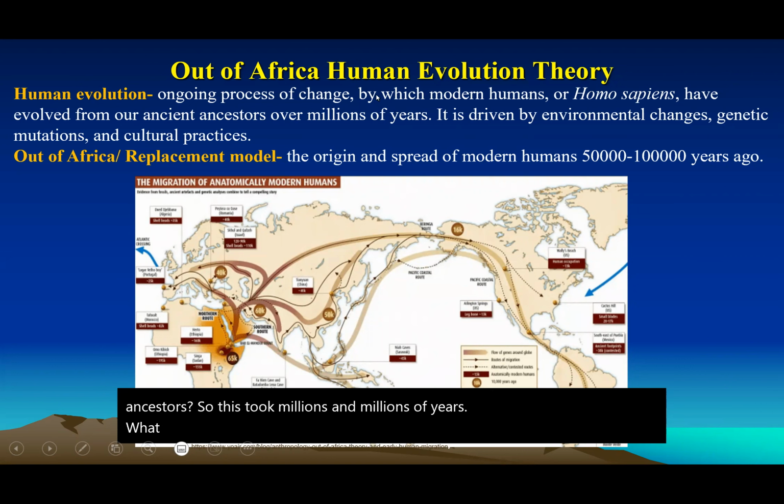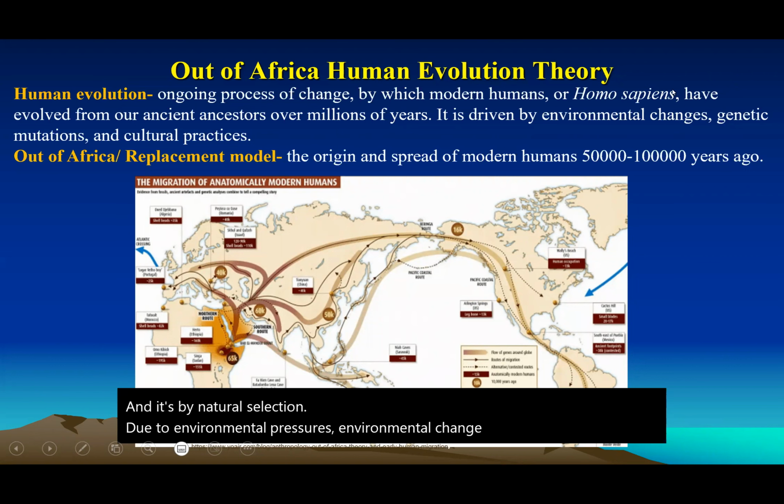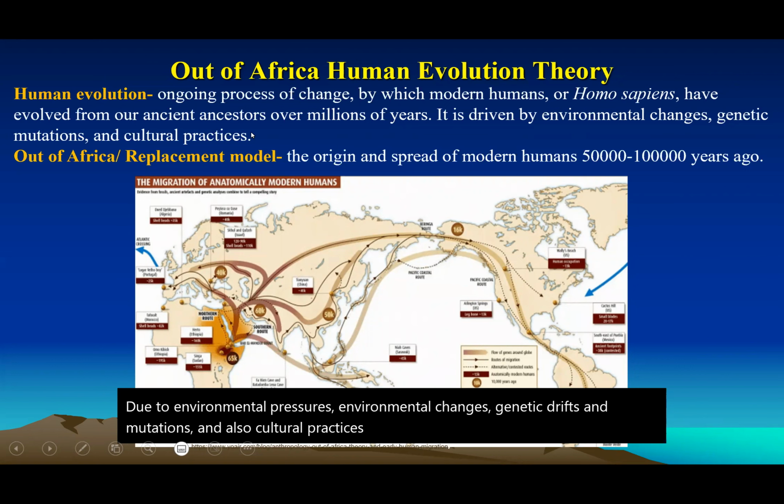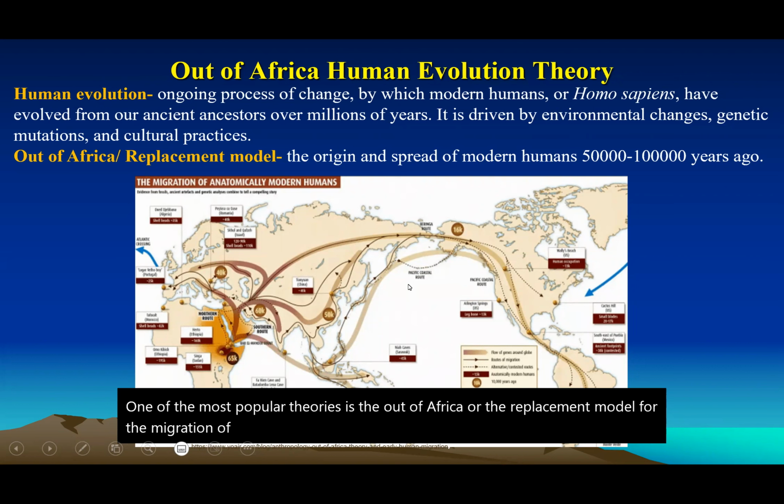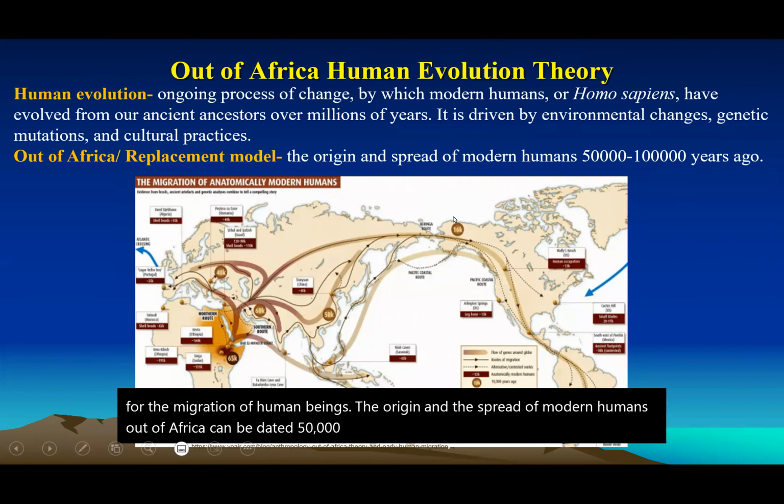What are the drivers of evolution? So evolution means change over time, and it's by natural selection due to environmental pressures, environmental changes, genetic drifts and mutations, and also cultural practices will drive human evolution. One of the most popular theories is the out of Africa or the replacement model for the migration of human beings. The origin and the spread of modern humans out of Africa can be dated 50,000 to 100,000 years ago.